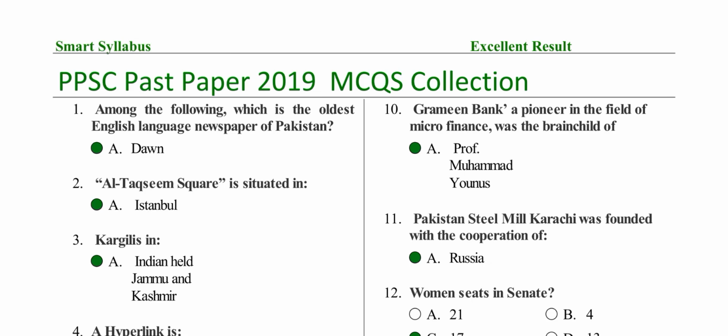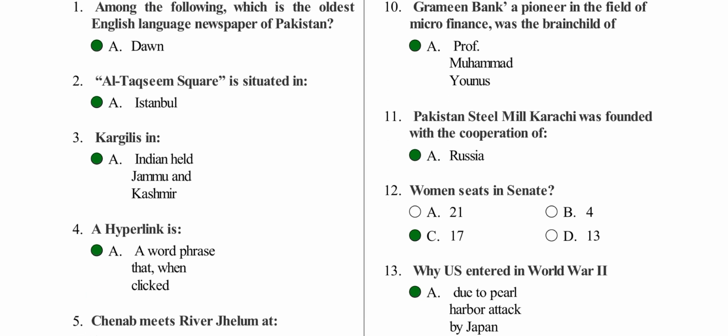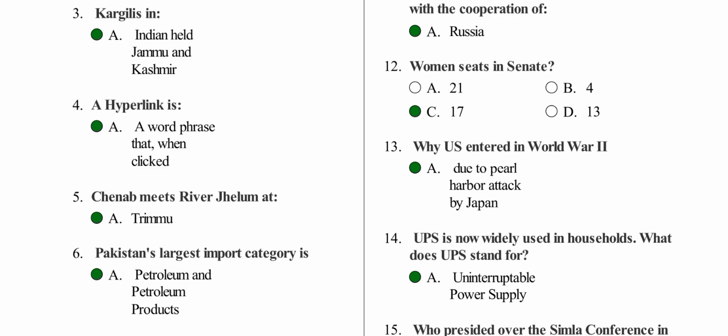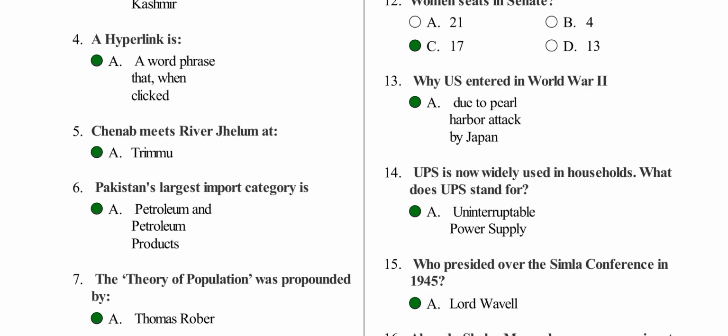MCQs number 1, we start. Among the following, which is the oldest English language newspaper of Pakistan? The Dawn. MCQs number 2, Al-Taqsim Square is situated in Istanbul. Number 3, Kargil is in the Indian held Jammu and Kashmir. A hyperlink is a word or phrase that when clicked. Number 5, Chenab meets river Jhelum at Trimmu. Number 6, Pakistan's largest import category is petroleum and petroleum products.